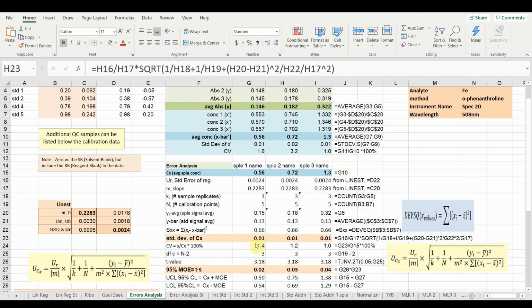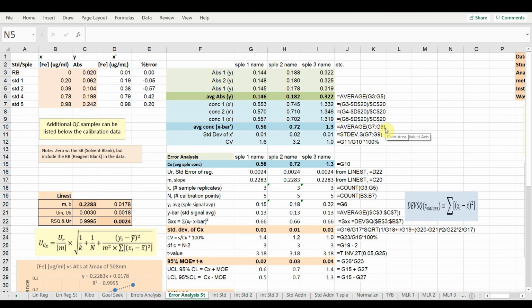Whenever you calculate a standard deviation, for sure you also want to calculate the coefficient of variance, which is the relative standard deviation, and that will be equal to the standard deviation divided by the sample average, which is up here, times 100%. Recall that for instrumental analysis we should be below 2%, and in fact these values are, so that looks quite good. Let's pause here.